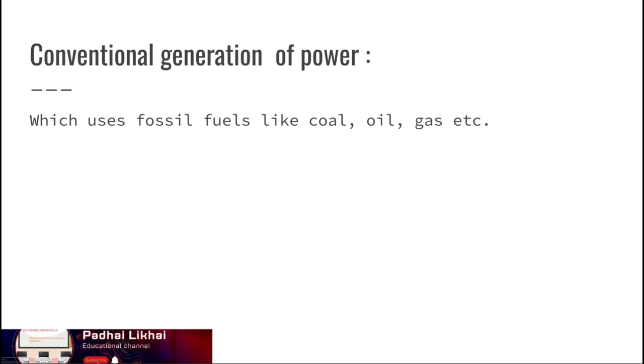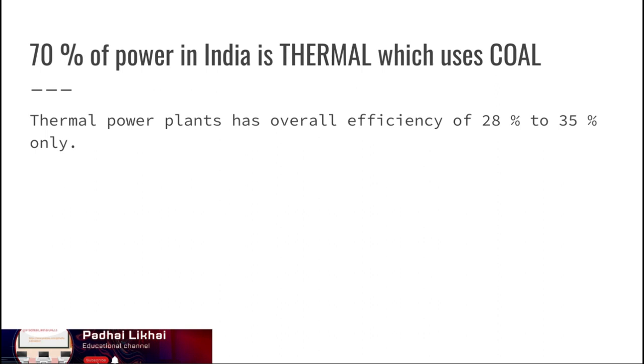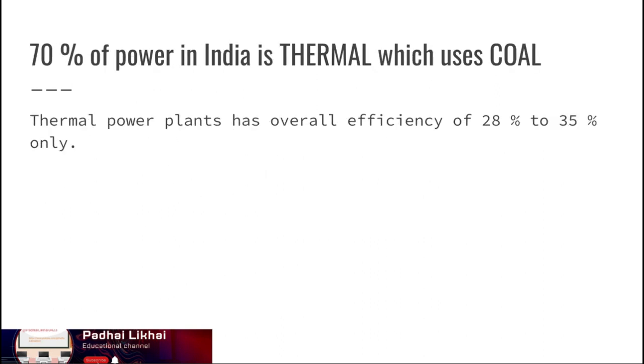Now we have conventional generation of power, which uses fossil fuels like coal, oil, gas, etc. And we have unconventional generation of power, which uses renewable sources like water, geothermal, hydel, solar, etc. Now 70% of the power in India is thermal power which uses coal. Thermal power plants have an overall efficiency of only around 28 to 35%. Okay, so they are not that efficient power plants, thermal power plants.